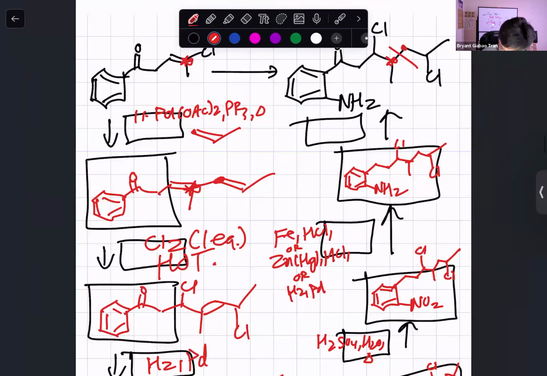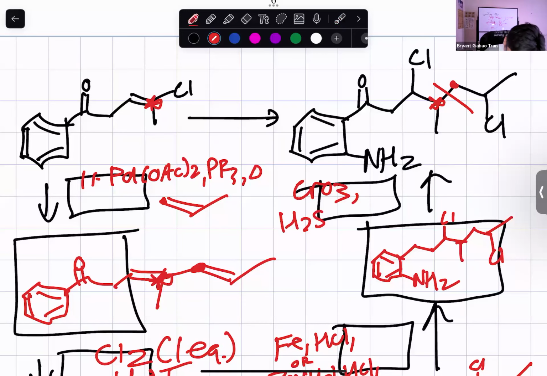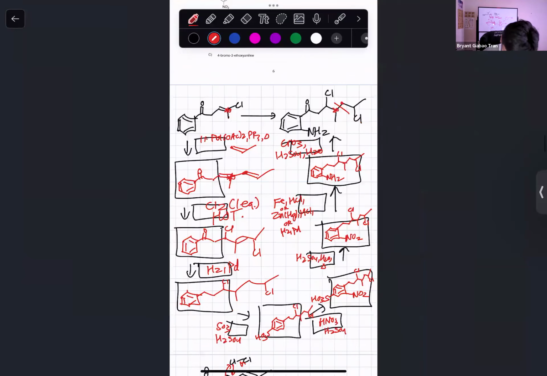Right? Okay, now final step here. How can we get our carbonyl back? How can we summon our carbonyl back? Jones, yeah. CrO3, H2SO4, water. So that was the 8-step synthesis right there.